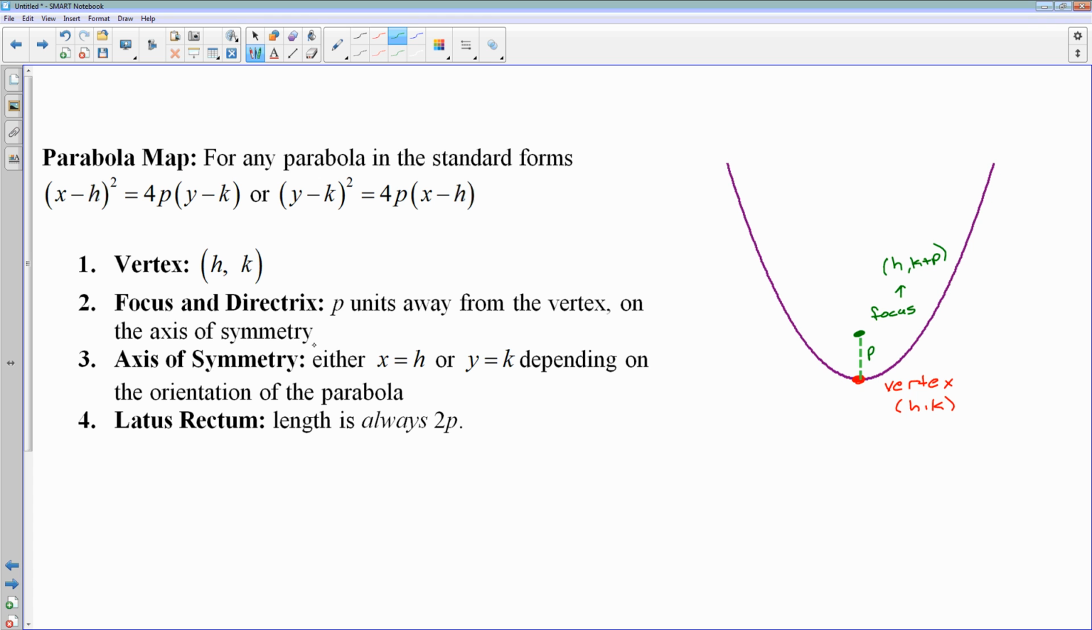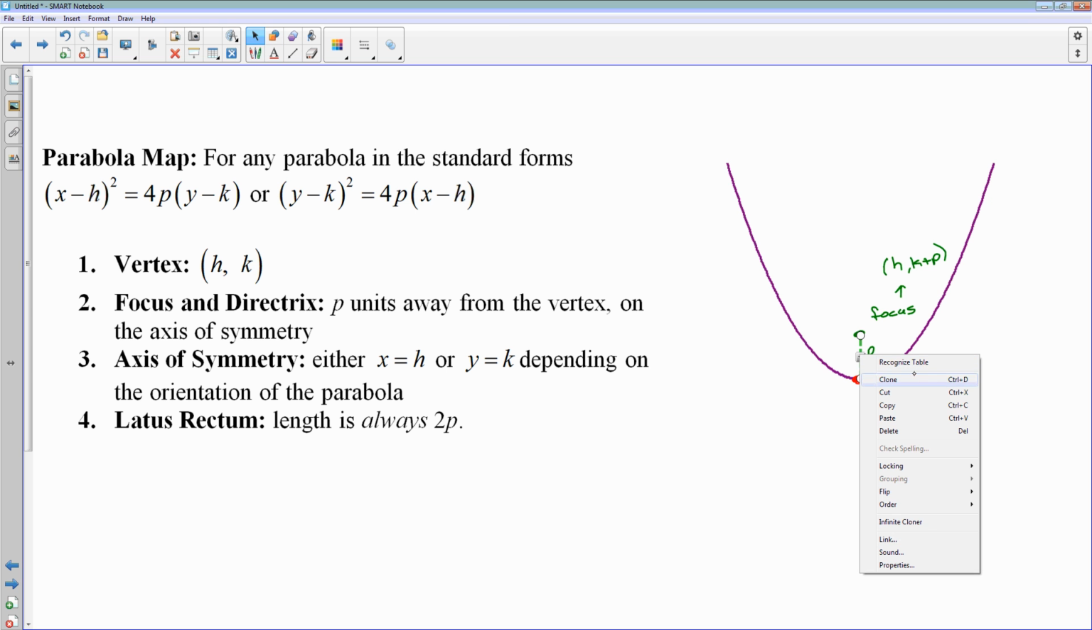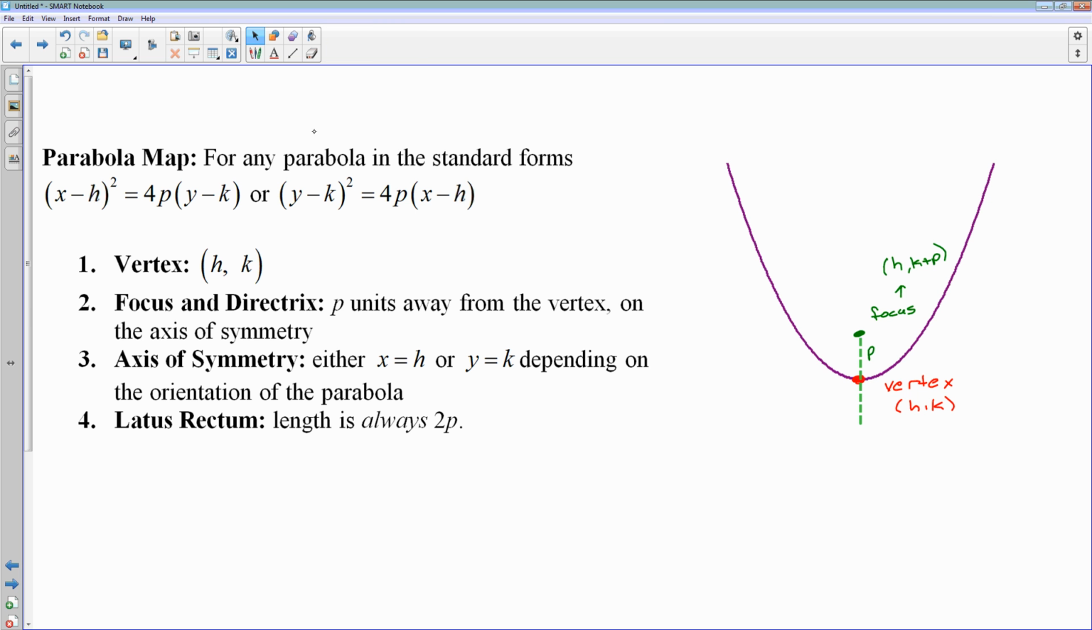The directrix is a line that runs underneath, in this case, the parabola, and it also is p units from the vertex. So I'm going to go p units below the vertex, and this is going to be my directrix. In this case, it's a horizontal line that runs underneath my parabola. This is my directrix. And it also is p units away from the vertex. So I go up p to get to my focus. I went down p units, whatever that number is, to get to my directrix.